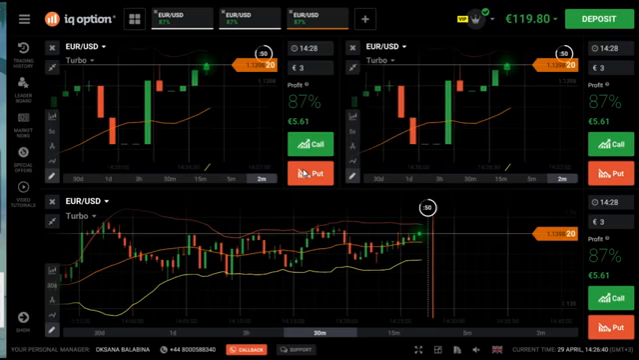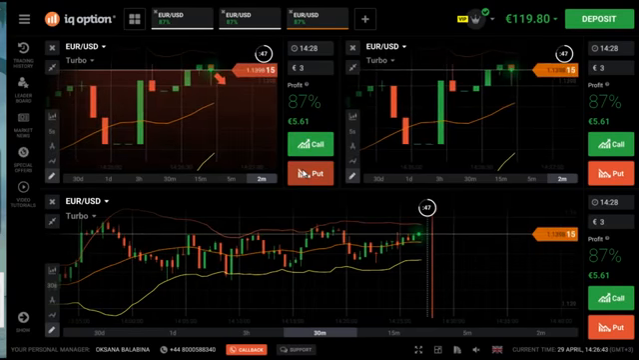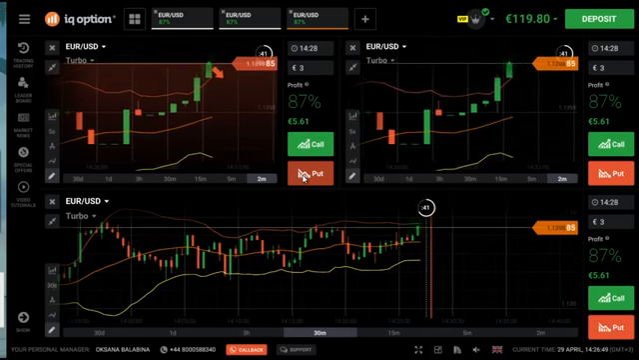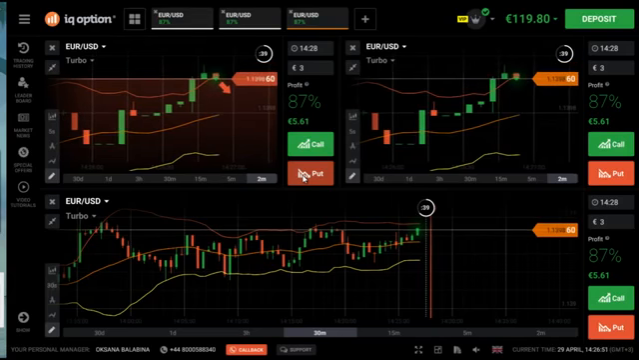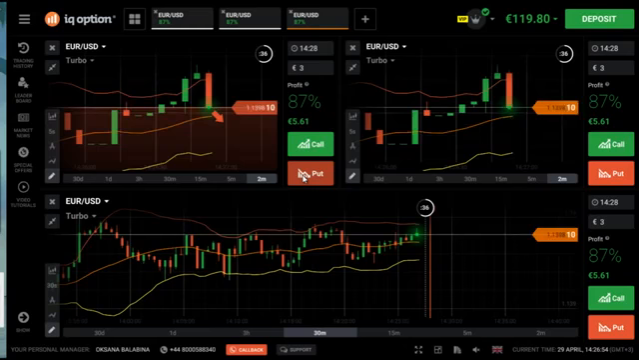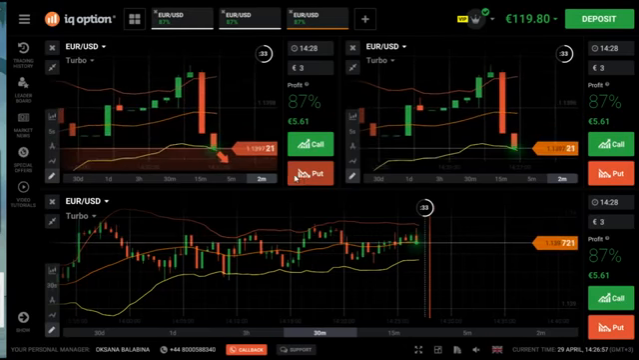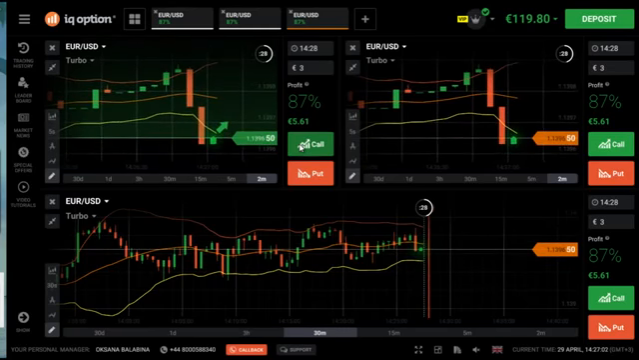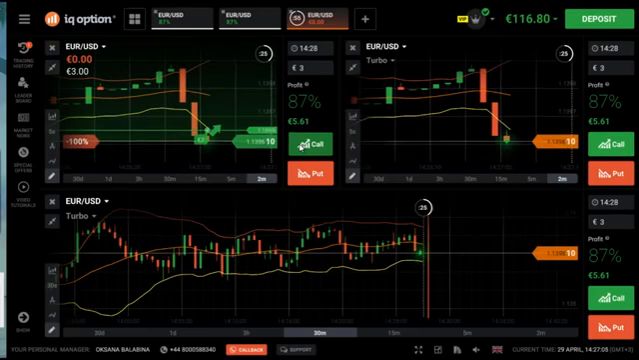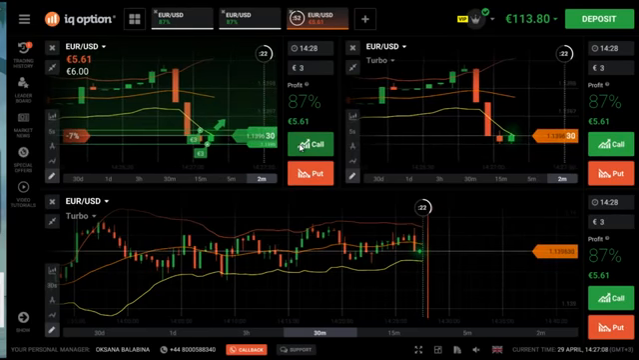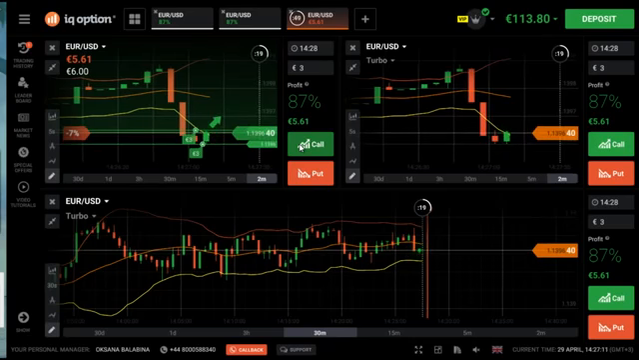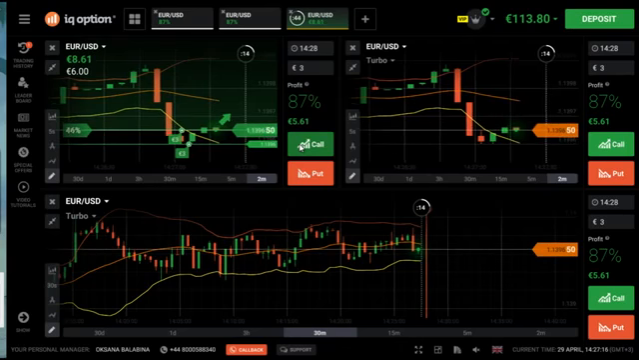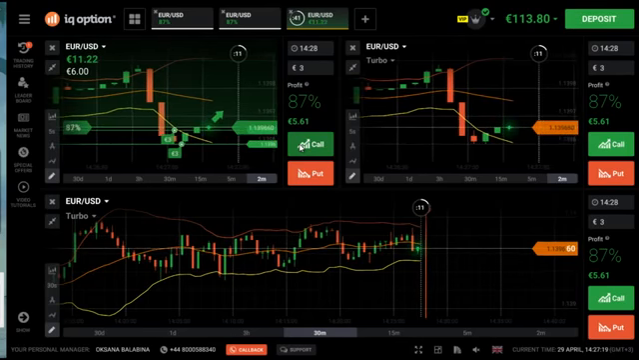Still waiting for the opportunity. Here you go. Just watch the 30-second chart. Green was approaching the top one, but this one reversed very big time. So I'm now going from the bottom to top.